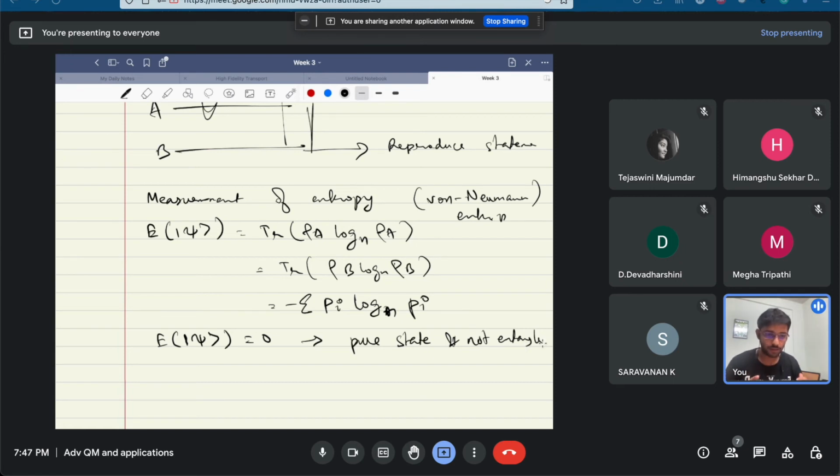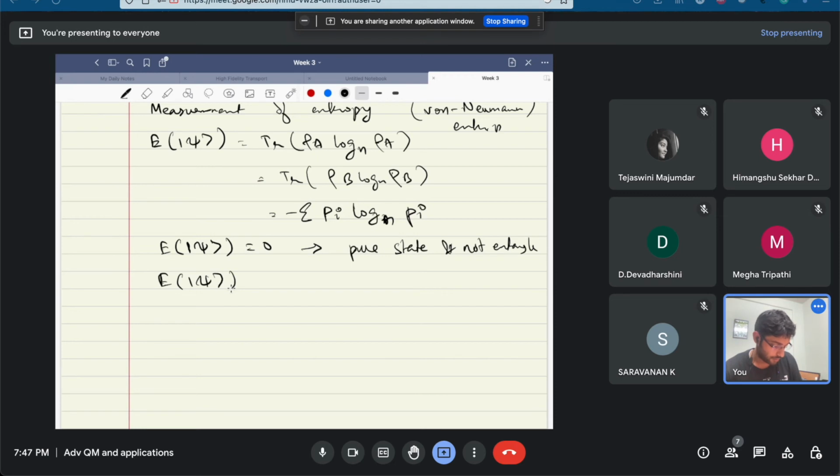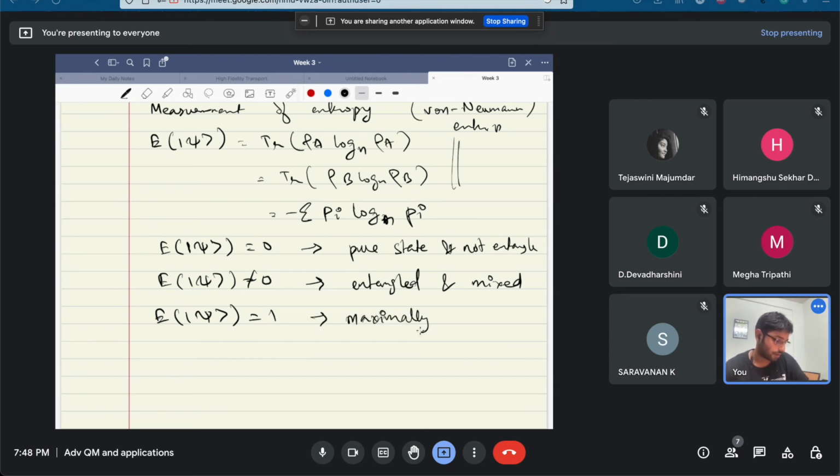As I said previously, there is a possibility of having entangled states that are still pure. Now if E of psi is not equal to 0, that means it is entangled. If you are looking at the individual systems, this is partial tracing. Let's say you partial trace over B and you get the information about A, or you partial trace over A and you get information about B. In that case, you get the information about whether it's a mixed state or a pure state. And when E of psi equals 1, it is a maximally entangled state, and for a particular qubit it's a maximally mixed state as well. So this is something that you can use.